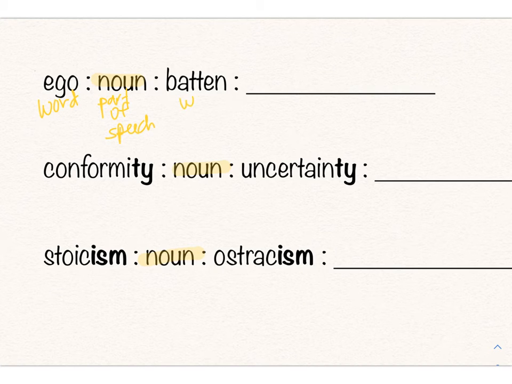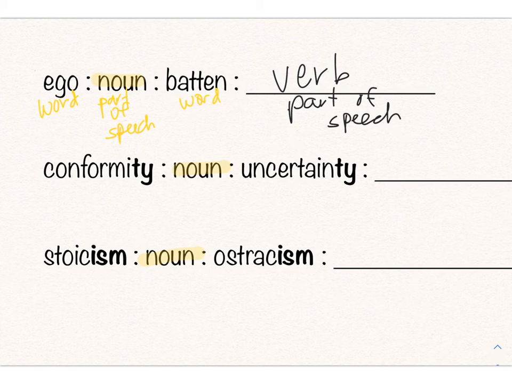Batten is my word. I have to think about, well, what is the part of speech? How is batten used? Ego is an idea, so word is to noun as batten. Well, batten down the hatches. It's something I can do. Therefore, batten is a verb. But it follows the same relationship: word, part of speech. So in this analogy, our relationships are word with its part of speech, word with its part of speech.